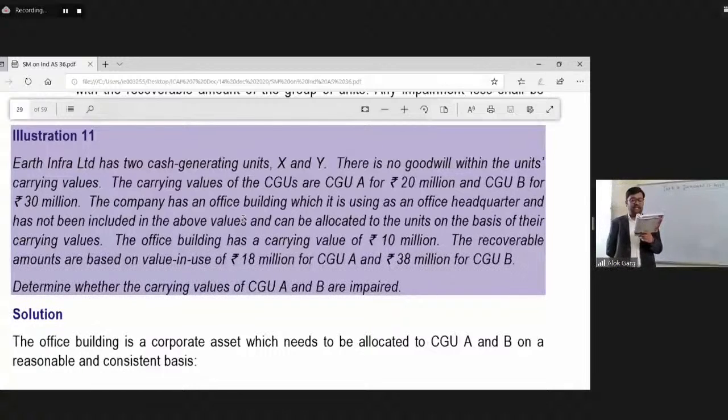It means the carrying values are 20 million and 30 million, so 2:3. The carrying value of the corporate asset, which is an office building, is 10 million. The recoverable amounts are based on value in use: 18 million for CGU A and 38 million for CGU B. So recoverable value is also given here. You are required to determine whether the carrying values of CGU A and B are impaired. You are also required to determine the revised carrying value of the corporate asset.